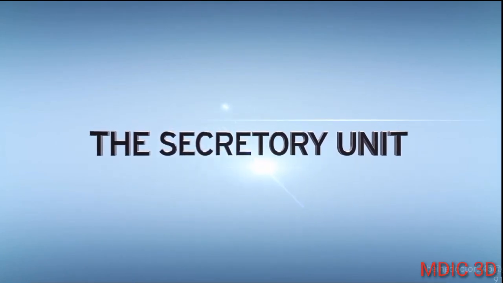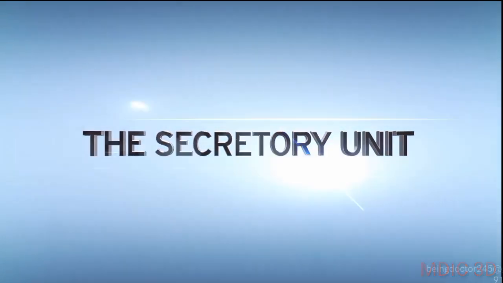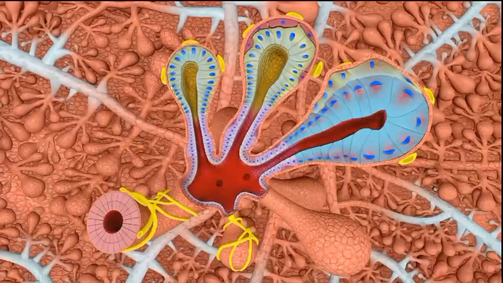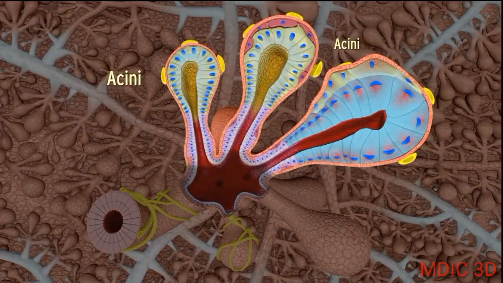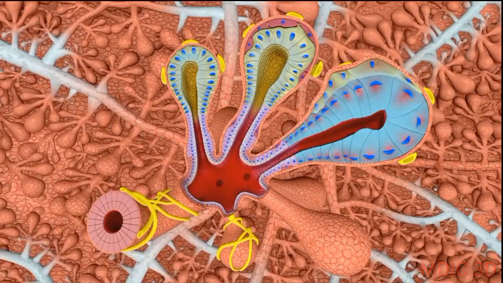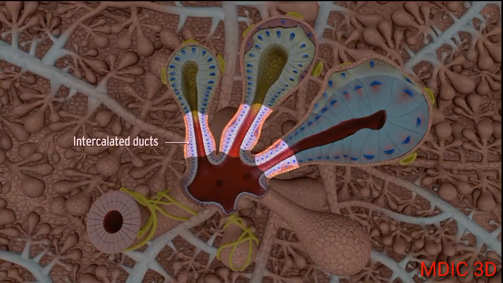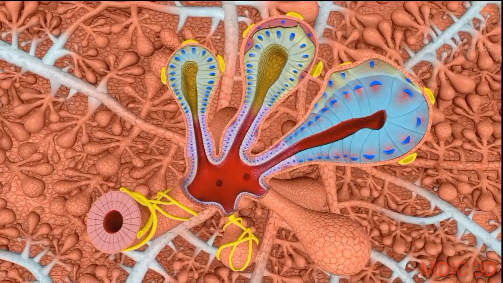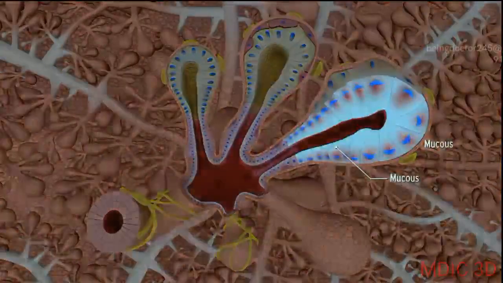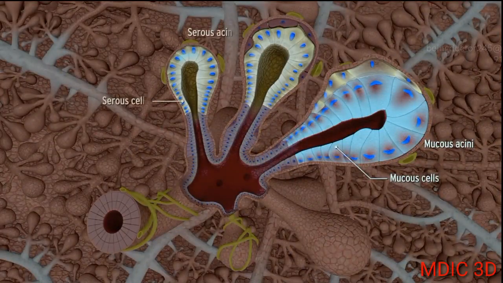The secretory unit. Cells of the acini. The acini are small sac-like structures. They are located at the beginning of the first segment of the conducting unit, called the intercalated ducts. The principal components of the acini are mainly two types of cells: the mucous cells and the serous cells.